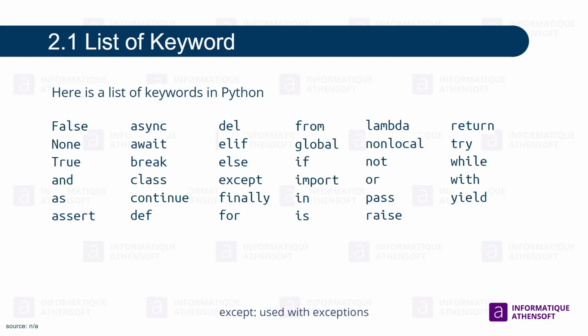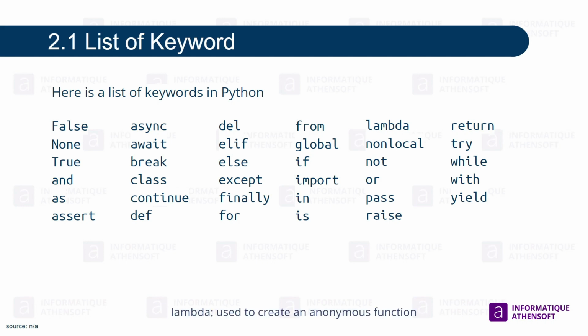Except, used with exceptions, what to do when an exception occurs. Finally, used with exceptions, a block of code that will be executed no matter if there is an exception or not. For, used to create a for loop. From, used to import specific parts of a module. Is, used to test if two variables are the same object.